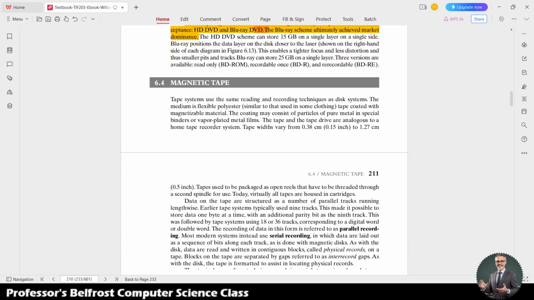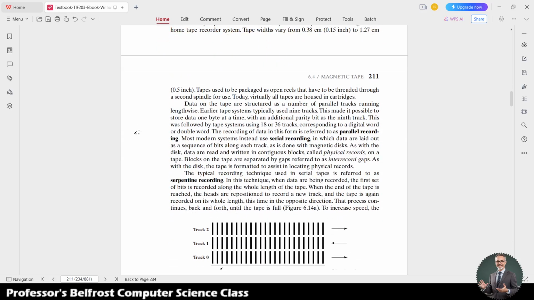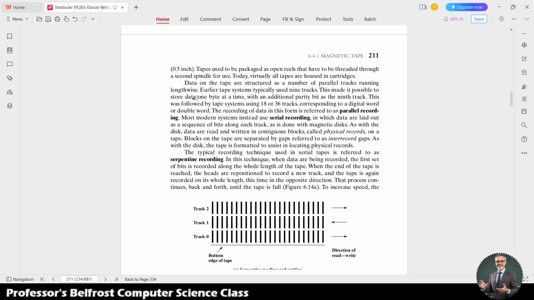Now we'll discuss magnetic tape. Tape systems actually use the same reading and recording techniques as the disc system. The medium here is flexible polyester tape coated with a magnetizable material. Data on the tape are structured as a number of parallel tracks running lengthwise. An earlier tape system typically used 9 tracks, and this made it possible to store data one byte at a time with an additional parity bit as the 9th track.